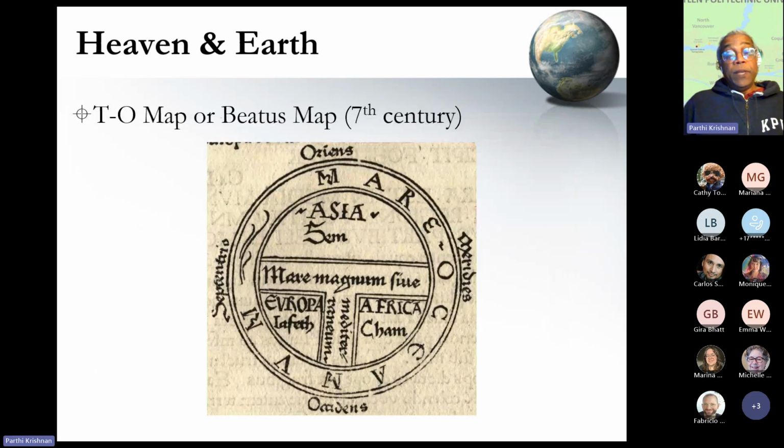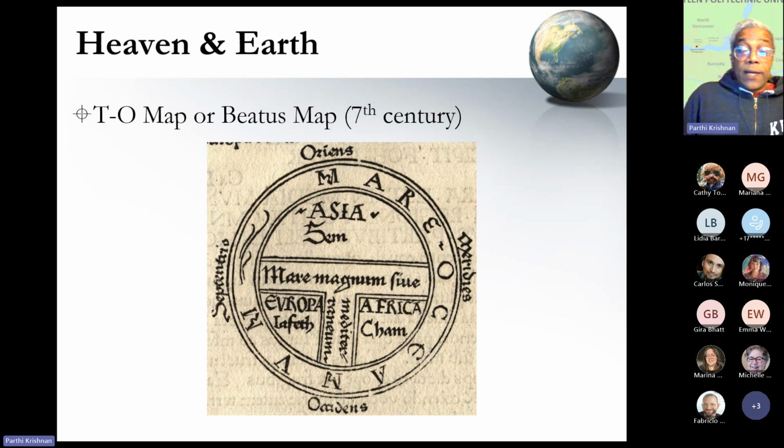Maps also depict people's ideas of the world at their point in time. This is the famous TO or Isidorian map, and it is considered the first map that was printed in a book in 1472. It depicts the Christian worldview of the time, with the continents of Asia, Europe, and Africa populated by the descendants of Noah's 3 sons, Shem, Japheth, and Ham. And as you can see, Asia is depicted in the top or the north because this was considered to be the original site of the Garden of Eden.